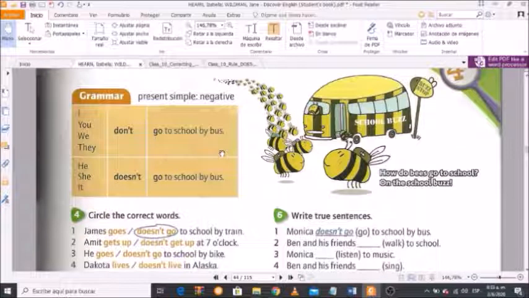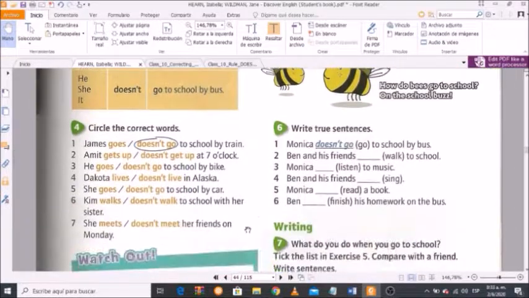Okay? And with he, she, or it, we are going to use the word doesn't. Okay? So, he doesn't go to school by bus, or she or it doesn't go to school by bus. Okay? Y recuerden, muy importante, que cuando negamos una oración usando doesn't, nuestro verbo no debe agregar ni s ni es. ¿Ok? El verbo vuelve a estar en infinitivo, en su forma original. He doesn't go to school.